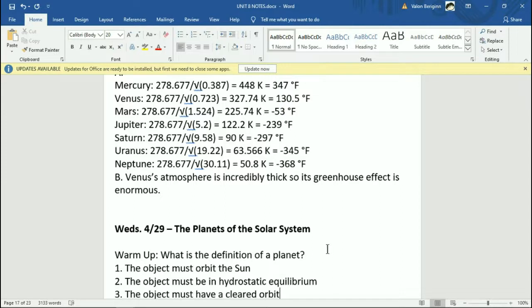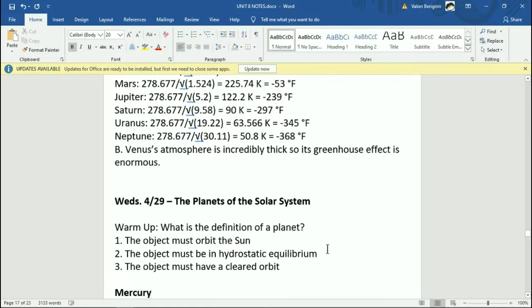So let's start with the closest to the sun and go out from there, starting with Mercury. I already typed all this up because I didn't want to have to type this out.